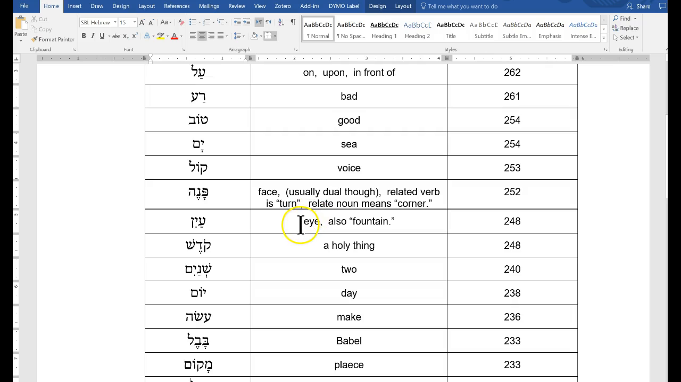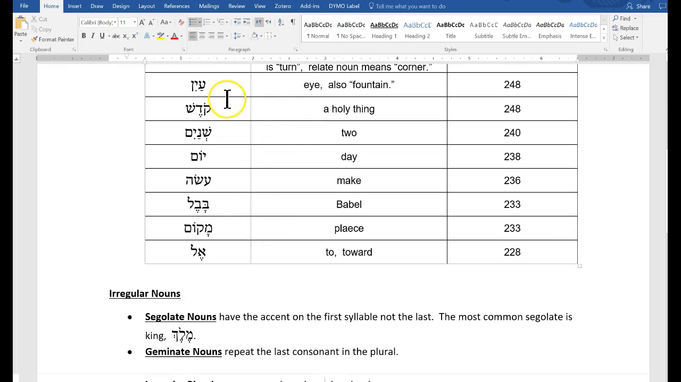Ayin is eye. It can also mean fountain. Kodesh is a holy thing. I'm most familiar with this word, Kadshe Kodashim, the holy of holies, the most holy thing. Shanaim is the word for two, and of course it's in a dual. Yom, we are familiar with that, Yom Echad.